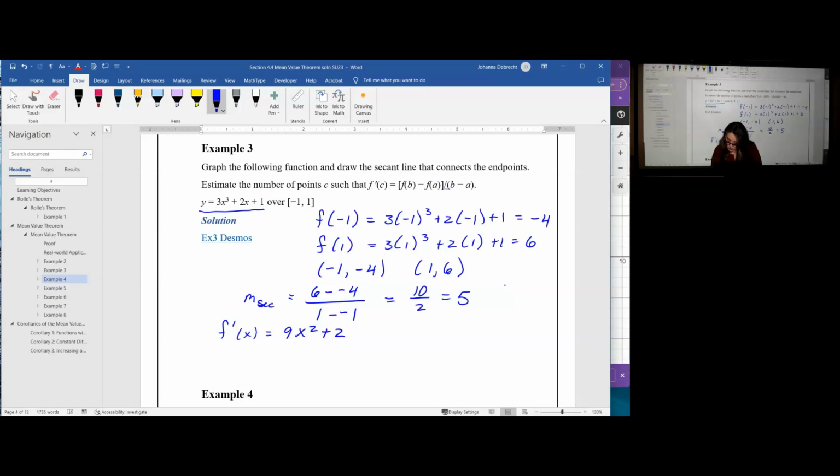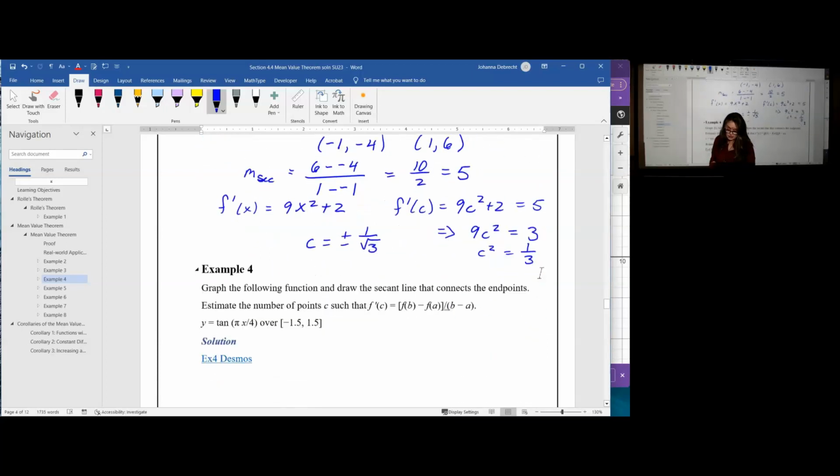I want to know when I have a value of the derivative of 5. This tells me f prime of c, which is 9c squared plus 2, must equal 5. Solving for c, I get 9c squared equal to 3, or c squared equal to 1/3. It looks to me like it must occur at plus or minus 1 over the square root of 3. And in fact, those are the two locations that we found.